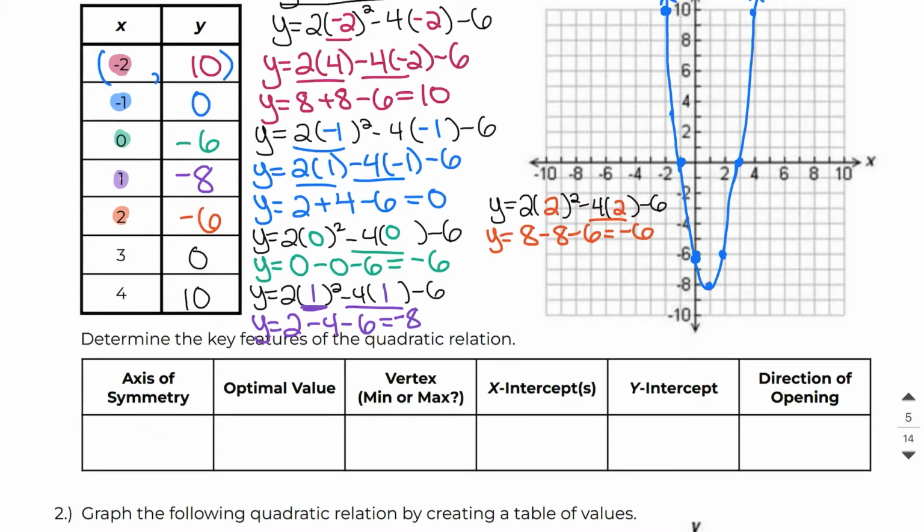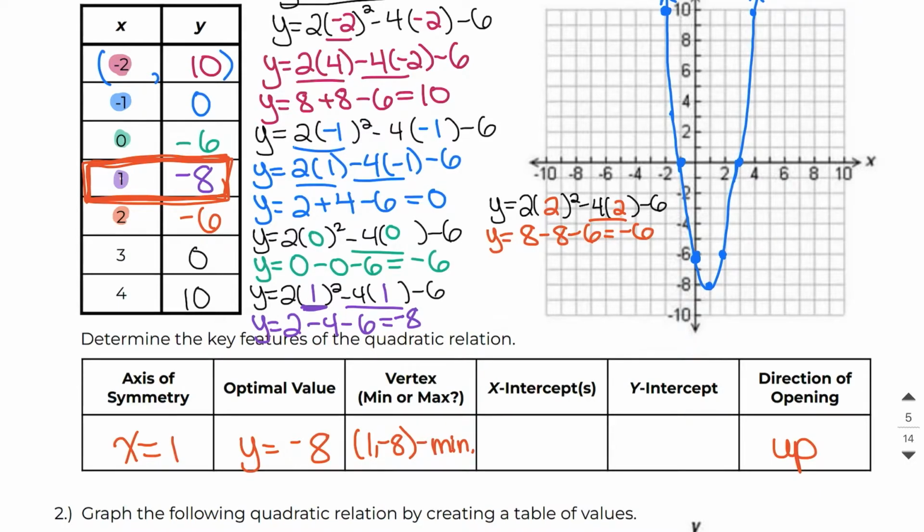So this right here is my axis of symmetry. So it would be x equals 1. And if you notice in this chart right here, when x was 1, I ended up getting -8 for my y value. So that is my optimal value right here. And then the vertex would be the coordinate (1, -8), which is a minimum because my graph opens up. Okay, we'll talk about that again in a second.